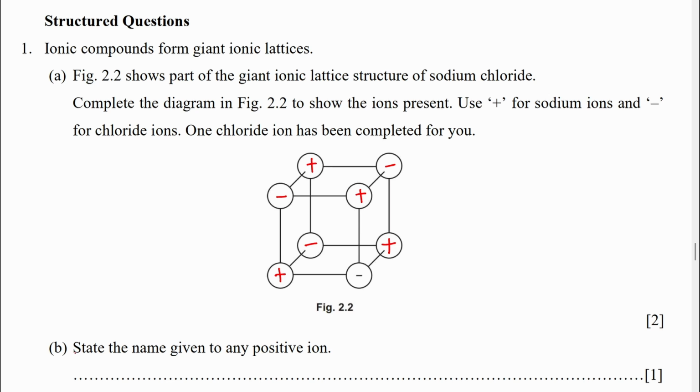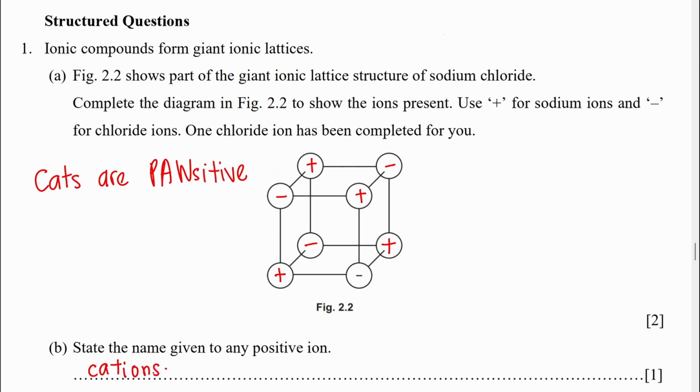Next, state the name given to any positive ions. Okay, so my way to easily memorize the positive and negative ions, I am using the phrase cats are positive. So that means cats have paws, right? So cations are positive, while negative, this is what we call anion. So the answer here, positive ion, is cations.